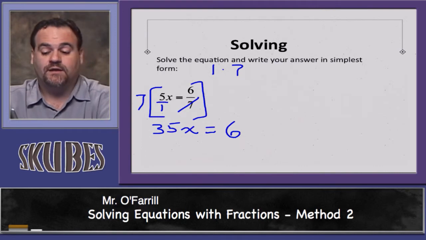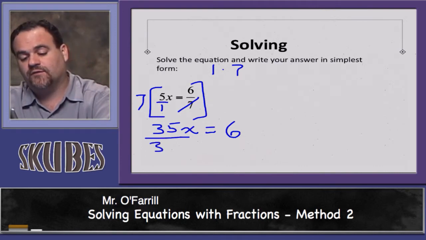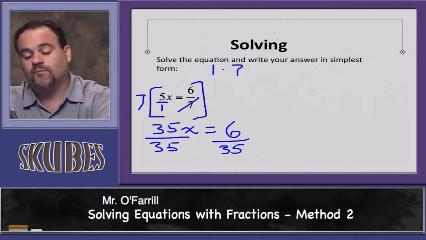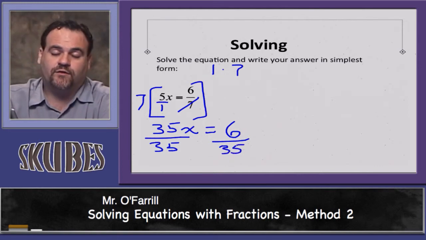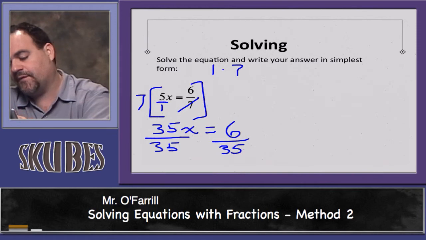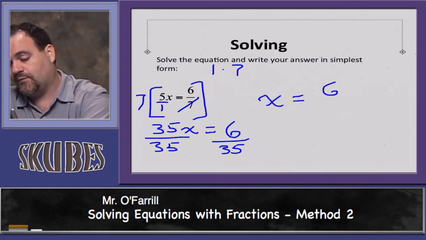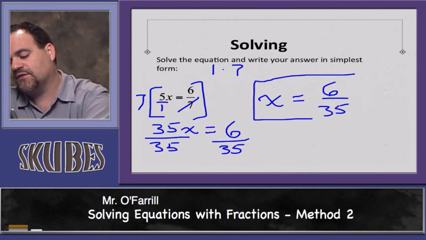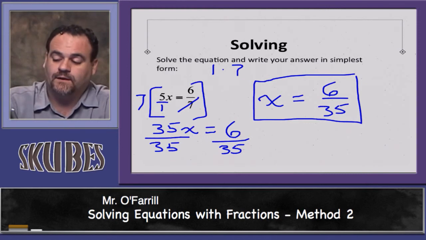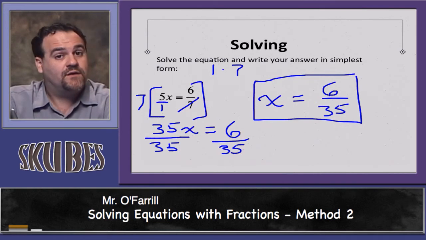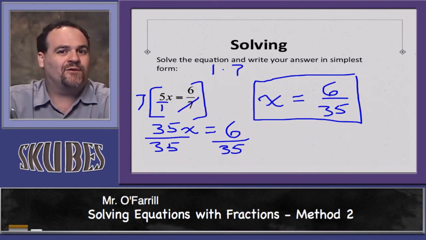All we have to do now is divide both sides of the equation by 35. 6 and 35 don't have anything in common. So just like we did on the last video, we're getting that x equals 6/35. So we'll box that answer for easy tracking later. And that's method 2 for solving equations that have fractions by just getting rid of those fractions.